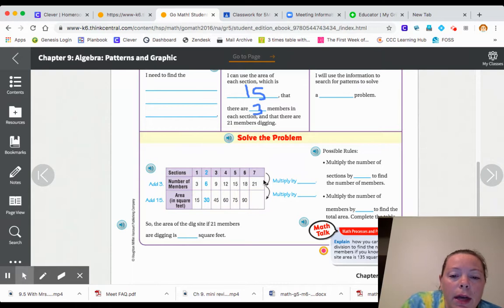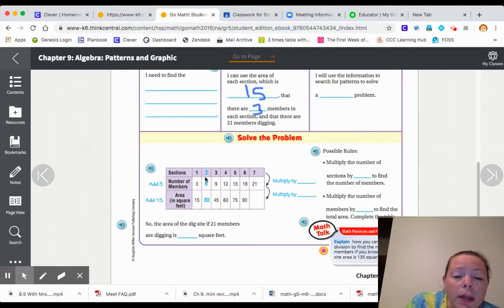So I'm going to go ahead and I would make a chart. Here they've made one for you. For every section, there's 3 members and the area is 15 square feet. So if I have 2 sections, then I have 3 members and 30 feet. 3 sections, 9 members, 45 feet. How do I get that though? That's what I need to figure out.